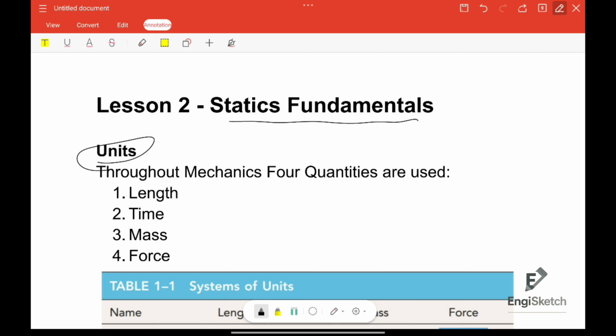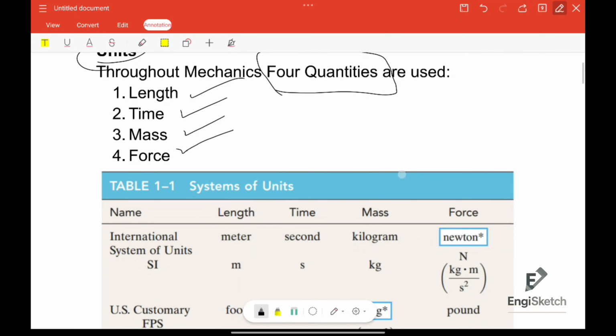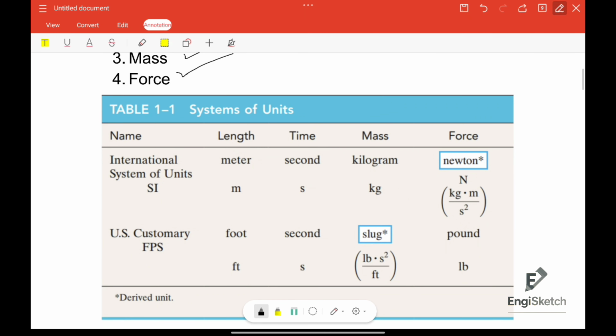In mechanics we have four quantities used in this course. The first quantity is the length, second one is time, third one is mass, and fourth one is the force. These quantities are used in different units, and that will lead us to the second point, which is the systems of units. We have more than one system of units, but the most common one is the international one, SI, and the US one, FPS.